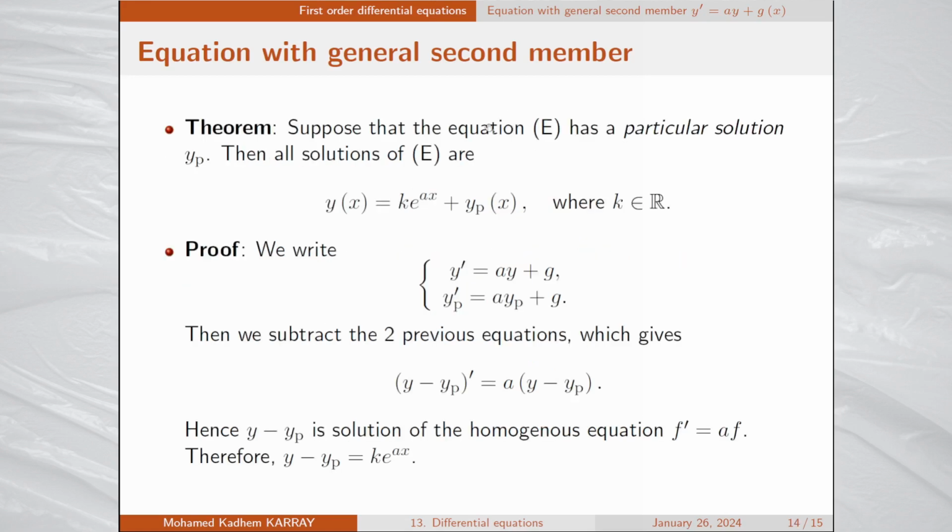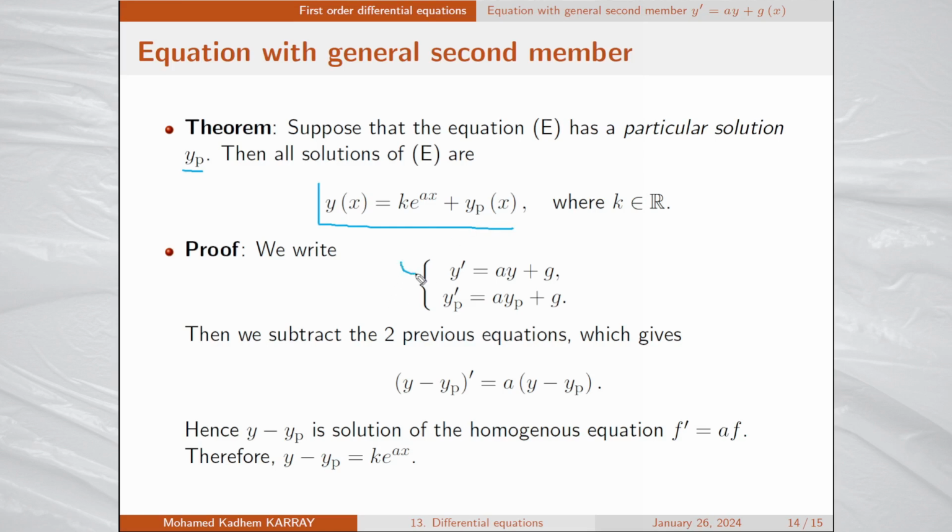Here is the theorem giving the general form of the solution of an equation with the general second member. Suppose that the equation E has a particular solution yp. Then all the solutions of our equation E are k exponential ax plus yp. The proof is the same as we did previously.